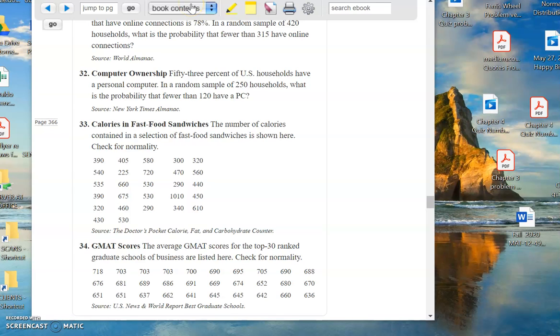Hello, this is Chapter 6 quiz. This is problem number 33. Problems 33 and 34 are very similar. I'm going to do 33 for sure, and I'll try to get 34 done as well.